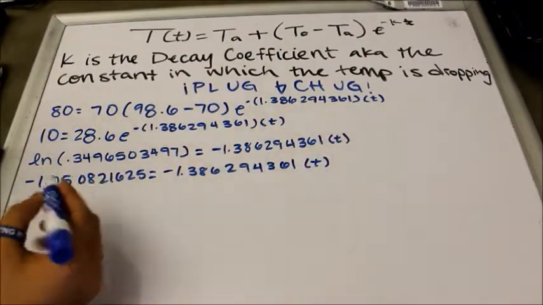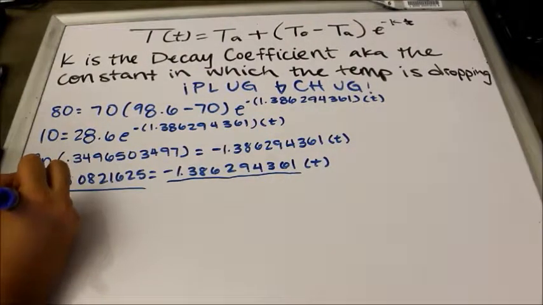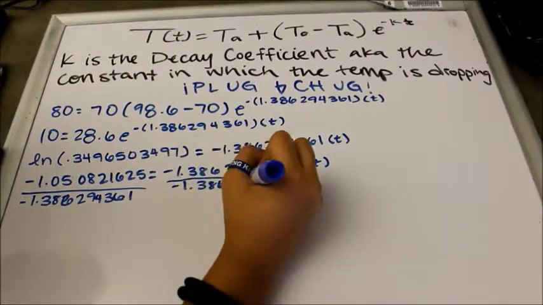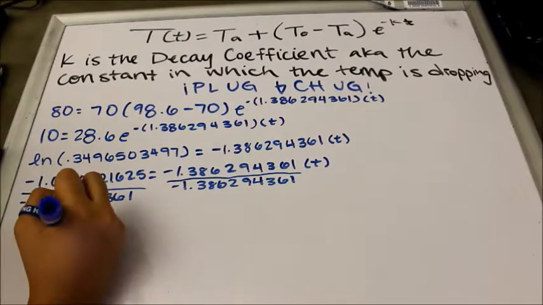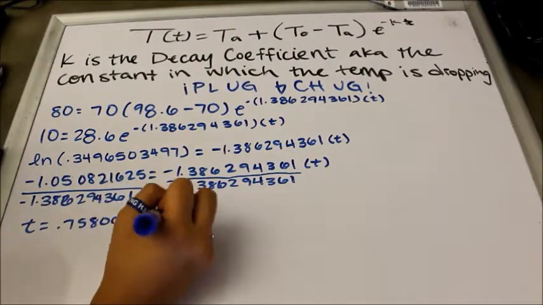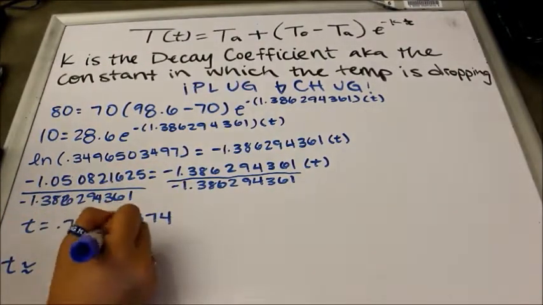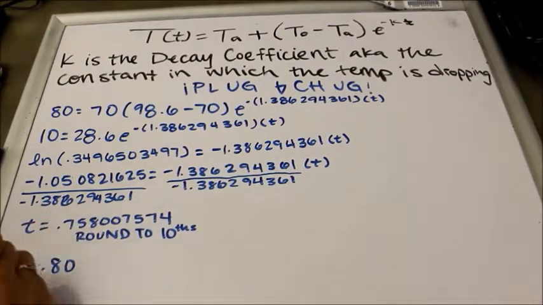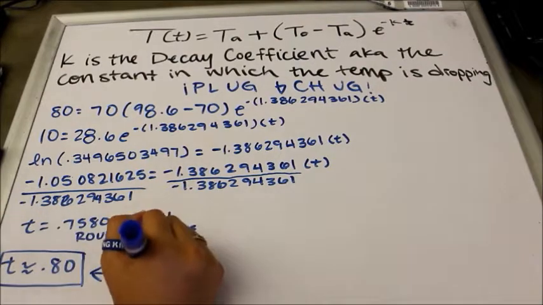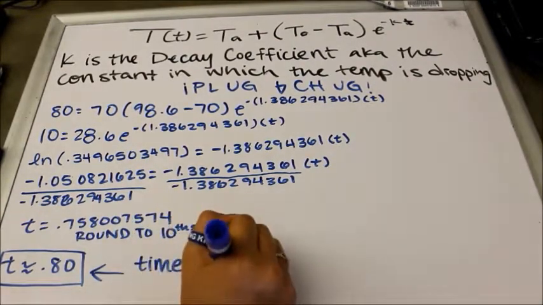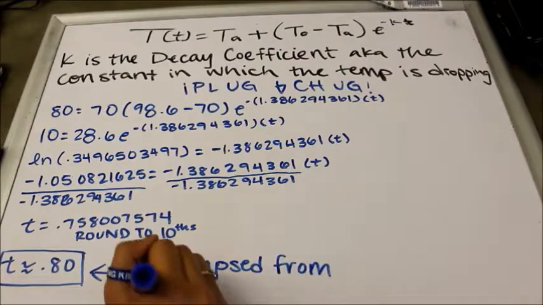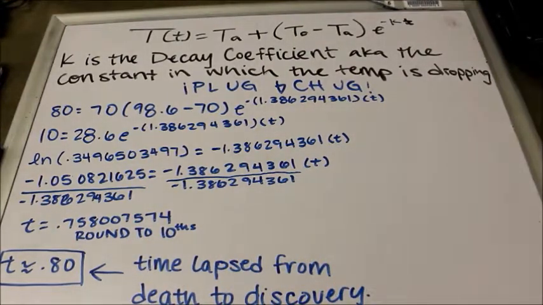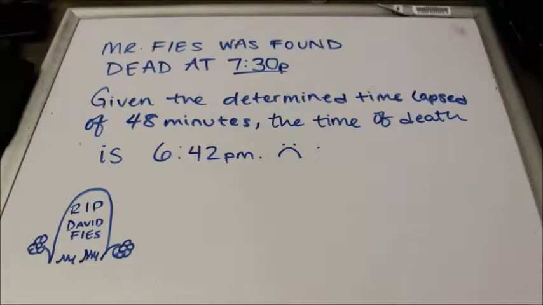Similarly to last time, we need to plug all known values into their respective spots in the equation. Solve within the parentheses first, and then subtract 70 from both sides, lastly dividing both sides by 28.6. Then to get rid of the e, we have to take the natural log of both sides, and now we are left to divide by 1.3862943661 to get t by itself. This means that the time of death to time of discovery is, rounded to the nearest tenths place, 0.8 of an hour, calculated as about 48 minutes.